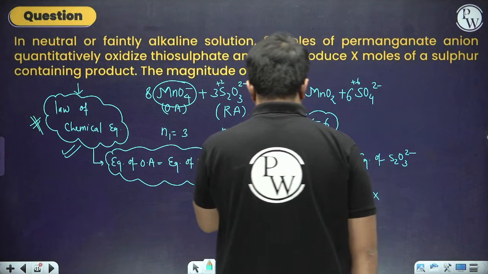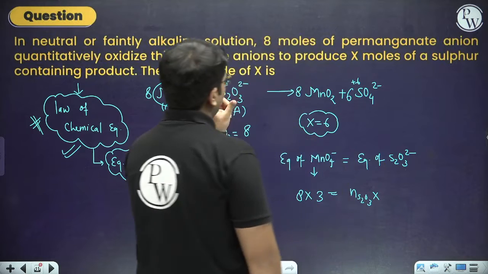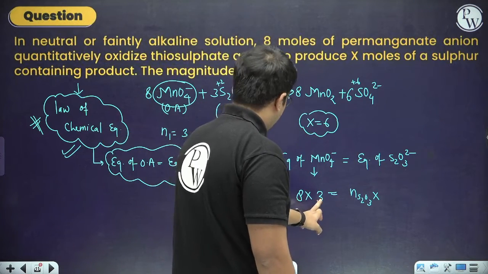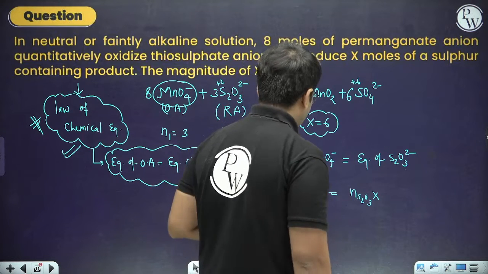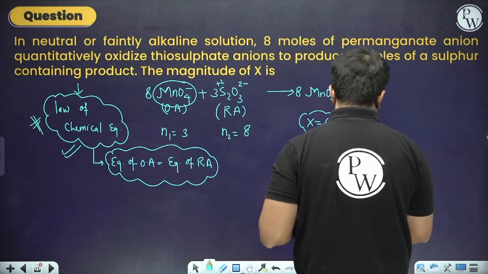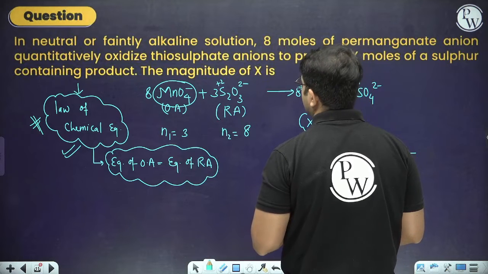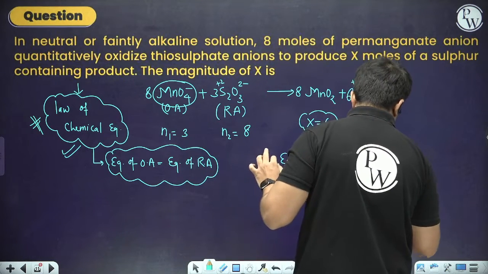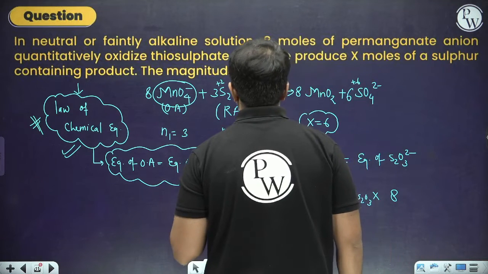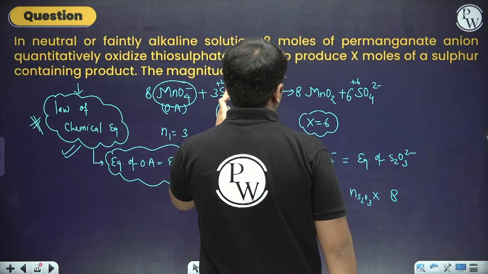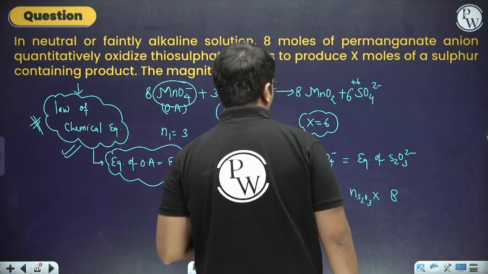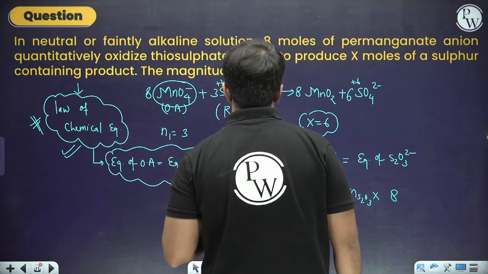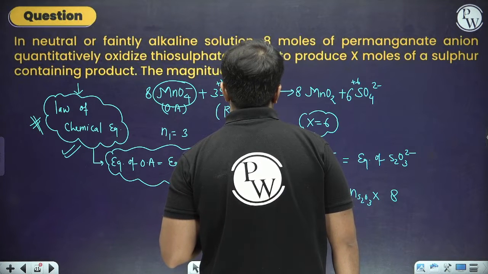So what can I say? First of all, 8 moles of permanganate anion quantity, 8 moles permanganate anion multiplied by its n factor, that is 3 definitely. And in this case, number of moles of S2O3 that we don't know, multiplied by its n factor. So that n factor is basically 8. So from plus 2 to plus 6, it is of 4, and 4 will be there.